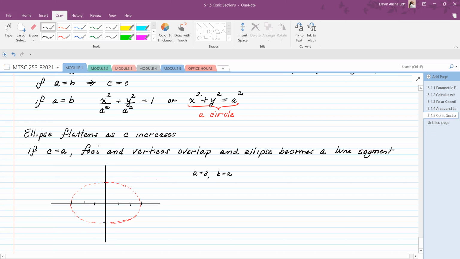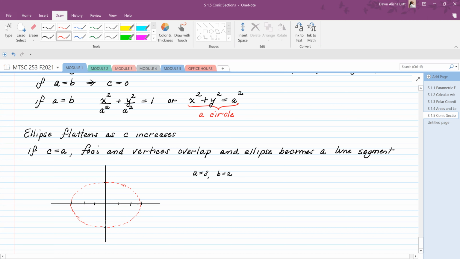All right, a is 3 and b is 2. My b does not look very good here. I didn't go down far enough. It should actually, 1, 2, it should actually be down that way. Okay, that's much better.